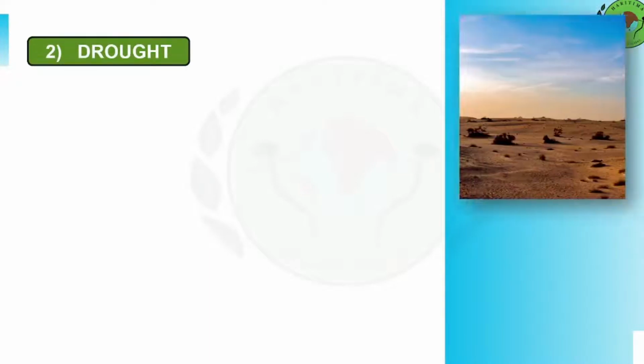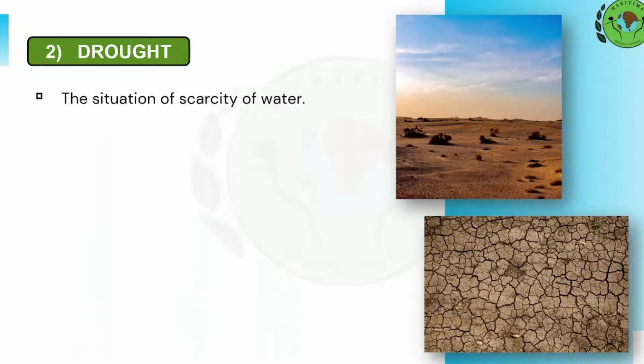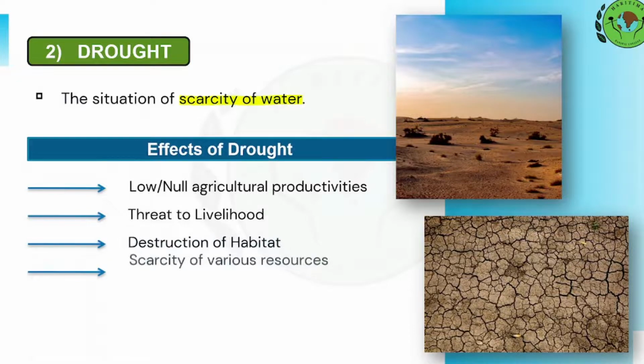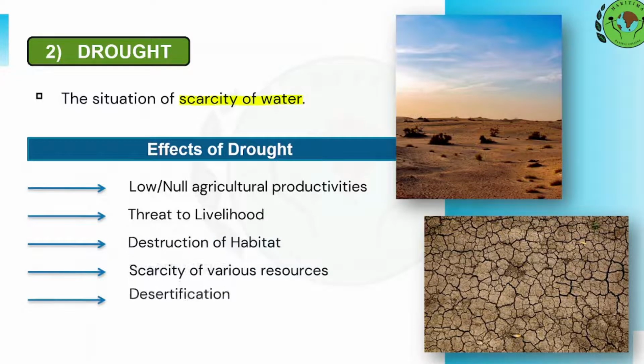Now, the second calamity that we'll be discussing today is drought. Drought is a situation of scarcity of water. It is a period of time when an area or region experiences below normal precipitation. Some effects of drought are low agricultural productivity, threat to livelihood, destruction of habitat, scarcity of resources, desertification, etc.